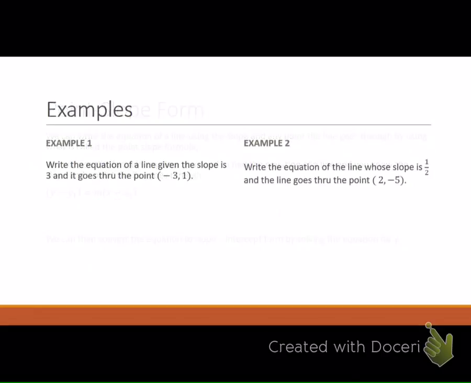All right. So write the equation of a line given the slope is 3 and it goes through the point negative 3, 1. So notice you're given a point and the slope. Is that point a y-intercept? Is negative 3, 1 a y-intercept? No, x is not 0. So can you go right into slope-intercept form? No. So this is where point-slope form comes in handy.